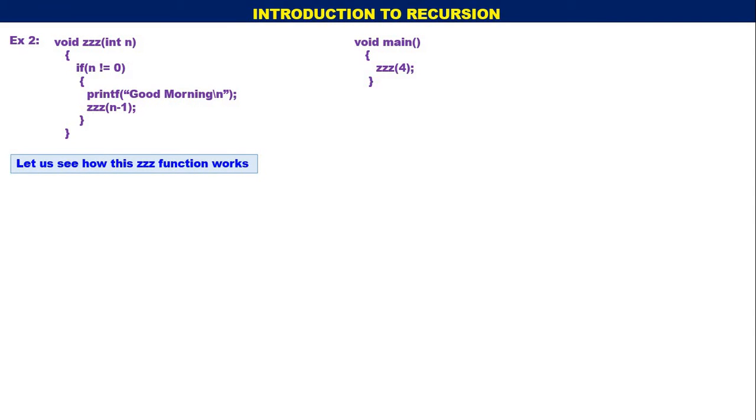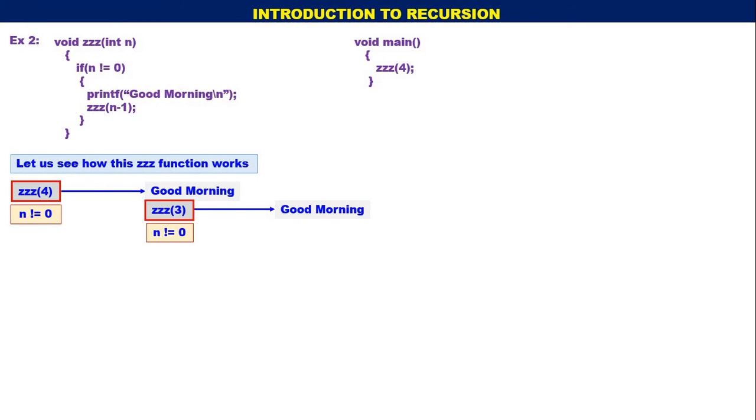Let us see how this zzz function works. Zzz of 4, what will it do? First check whether n is equal to 0 or not equal to 0. Yes, n is not equal to 0. Therefore, it will print good morning and call zzz of 3, because n minus 1, 4 minus 1 is 3. Now, zzz of 3: first check whether n is equal to 0. N is not equal to 0 because 3 is there. So zzz of 3 will print good morning and call zzz of 2, because 3 minus 1 is 2.